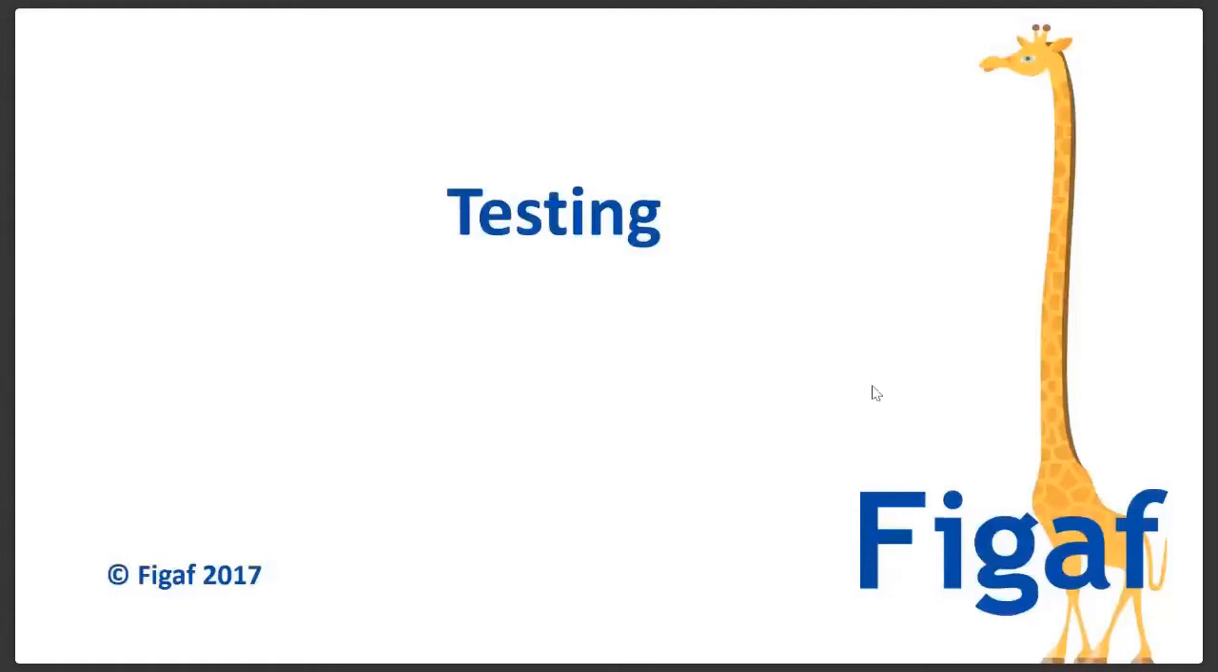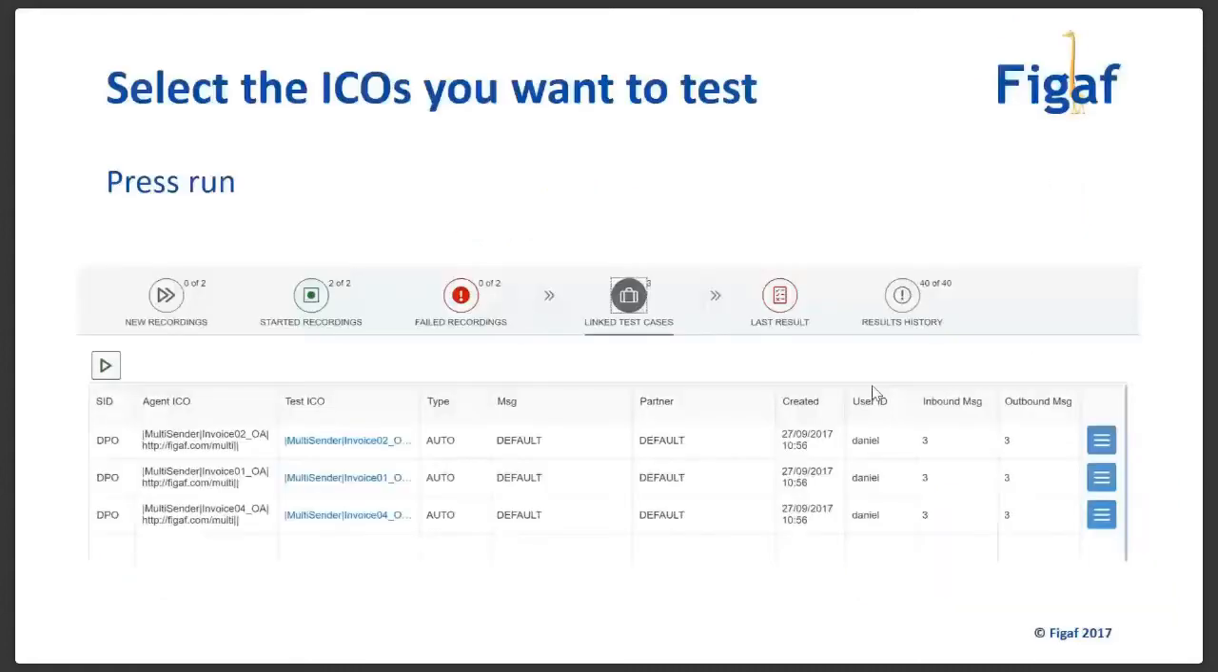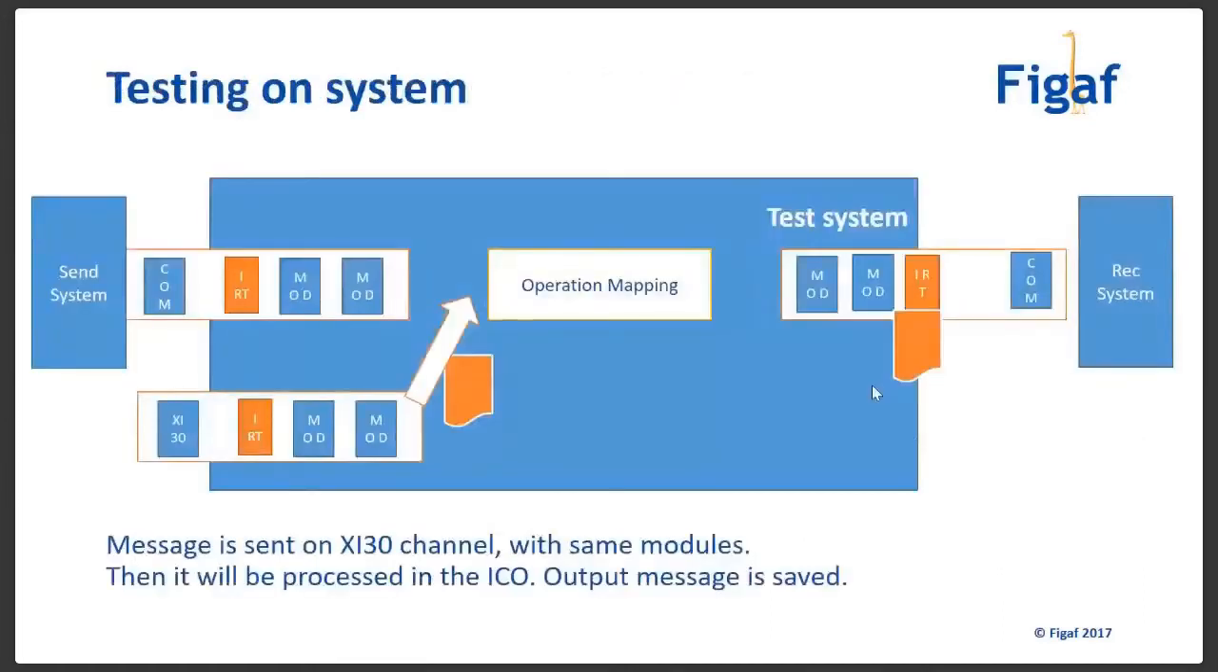And the next thing is you want to run this test case. And here you simply press the test case you want to run. And what happens then is we send the message in on an XI30 protocol. So we are creating an XI30 flow. If you have modules, we'll copy those with the parameters, and send the message in. And because it's an XI30 protocol, we're actually able to override what's going on and send the message in on the correct ICO. So you'd use the same operation mapping, the same receiver system.